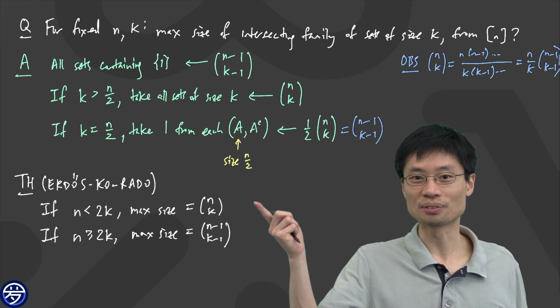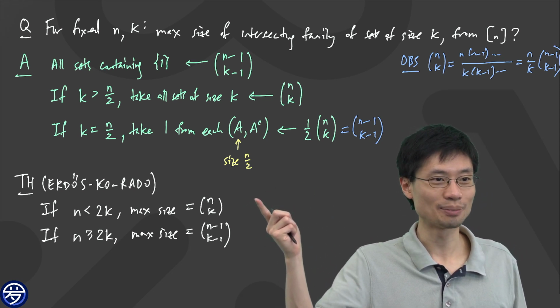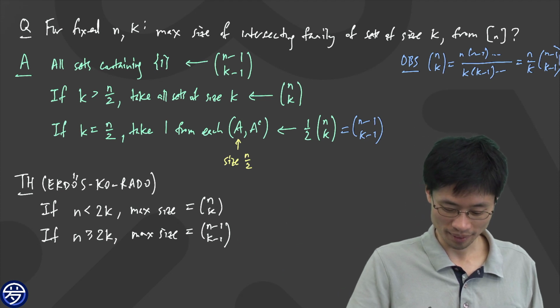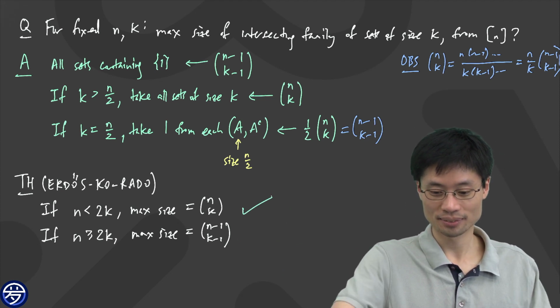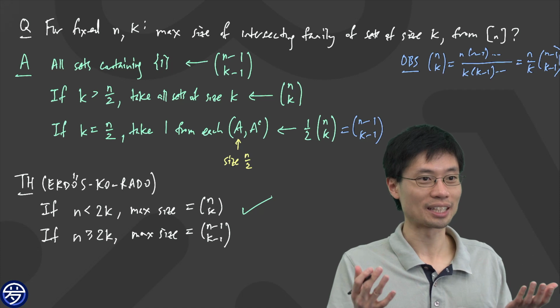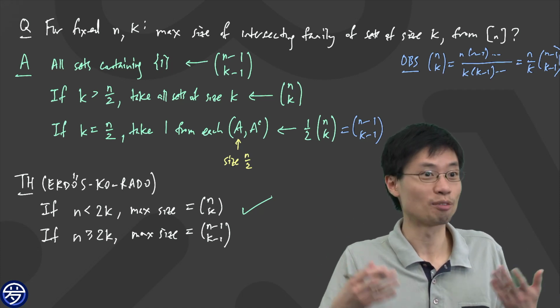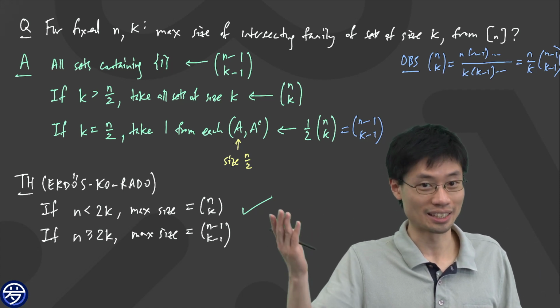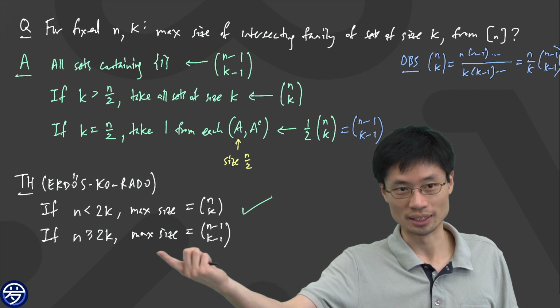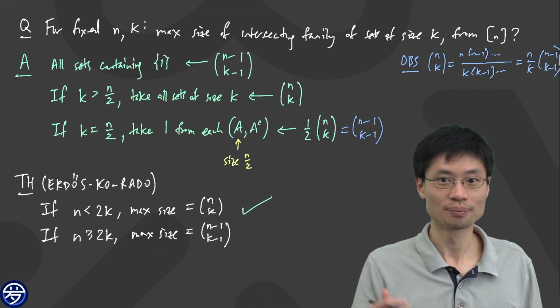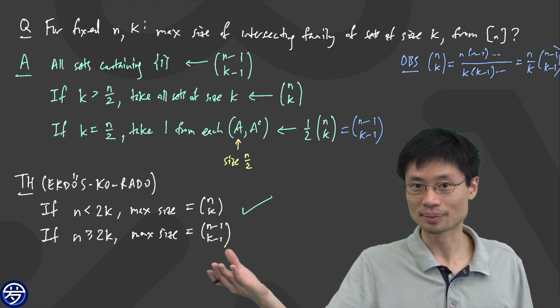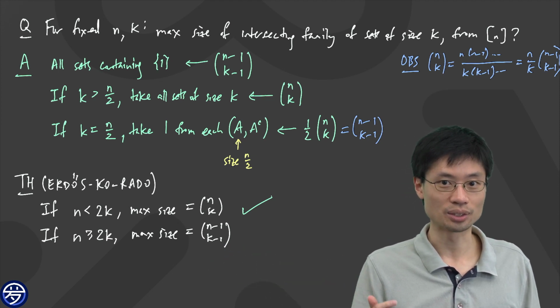There's nothing to prove in the first statement if n is less than 2k, because that's the most you could have anyway. So the first statement is obvious. No matter what, you can't have more than all the sets, and just take all the sets and it works. So let's focus on the second case, where n is bigger or equal to 2k, and we now need to show that the maximum size is this, n minus 1 choose k minus 1.